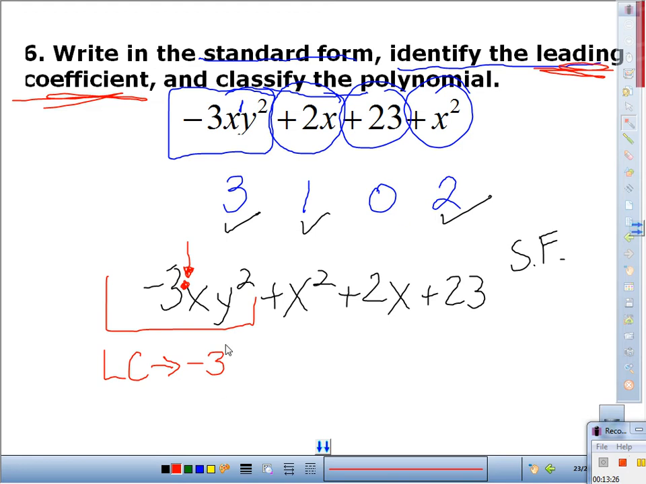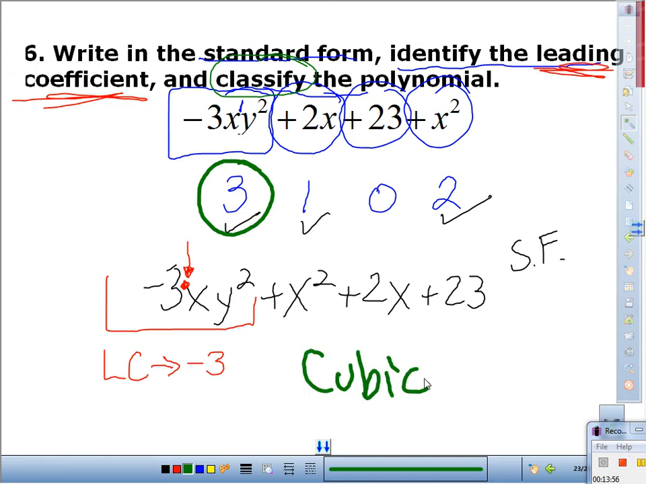Last but not least, I need to classify this. Classify. What does that mean? Give it a name. It needs a name. First of all, by degree, and the last name is by the number of terms. So let's look at it. What is the highest degree of this polynomial? 3. That's the highest degree. Therefore, this is a cubic.